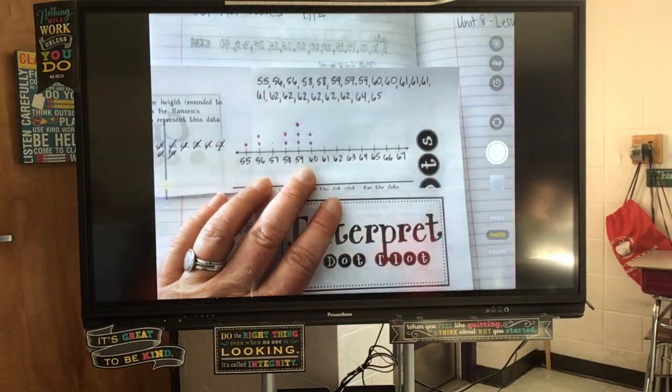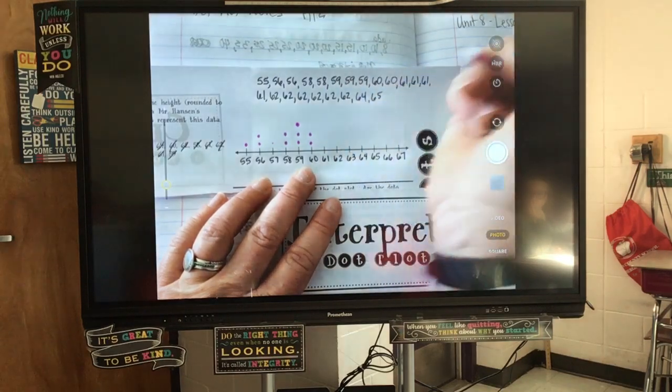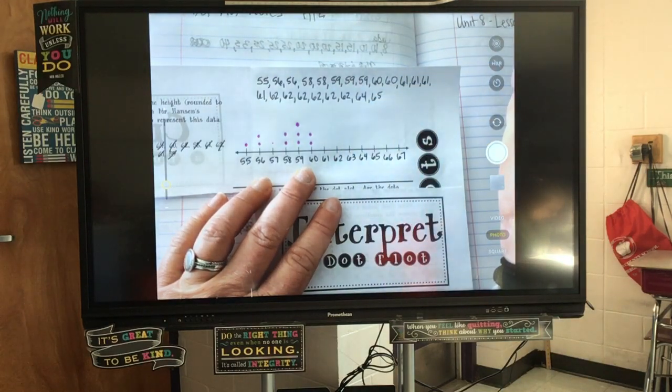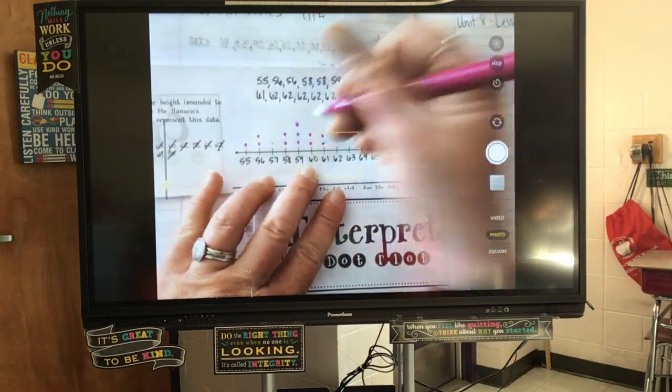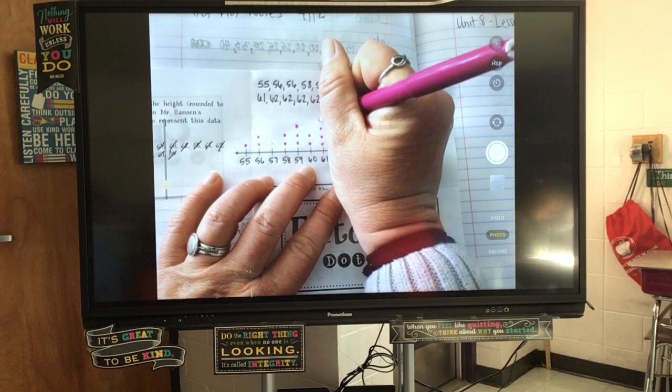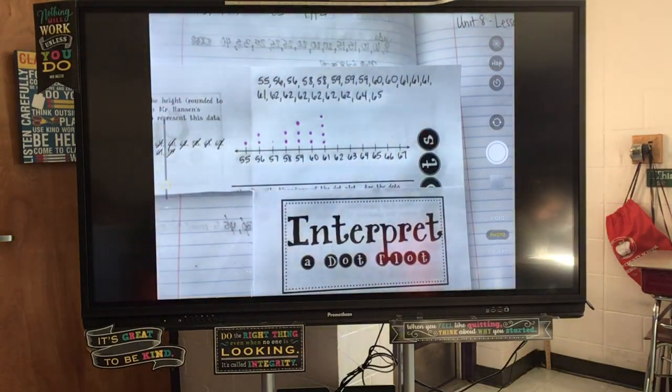How many 61s? 61s? 3? 4, sorry. The first time I heard 1, then I heard 3, I wasn't sure what was going on over there. Yes, we have 4.